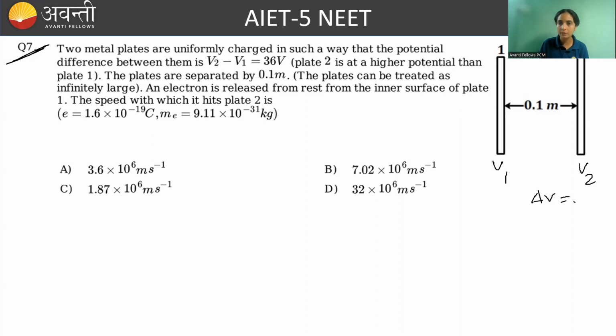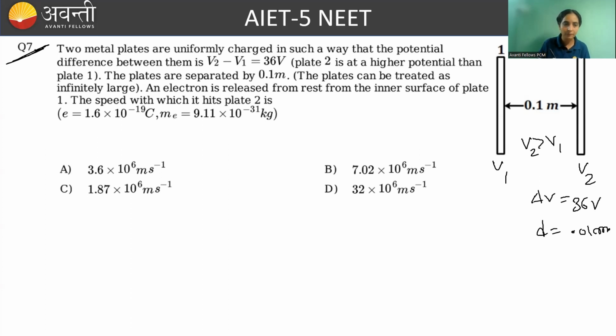So delta V is given, that is your 36 volt. Now, this separation is also given, that is 0.01 meter. Then plate 2 is at higher potential, so V2 is greater than V1. Now, what is happening? An electron is released from rest from the inner surface of plate 1.